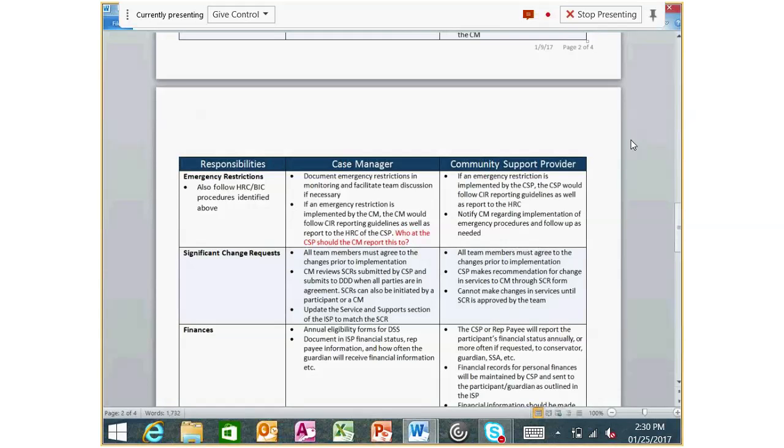There's a question about who is responsible for making changes if HRC or BIC does not approve supports, restrictions, or behavior support plans. That is the CSP's responsibility. They are writing those plans, taking them to committees for approval and implementing them. The case manager is really at kind of a monitoring level when it comes to those. So the CSP is responsible.